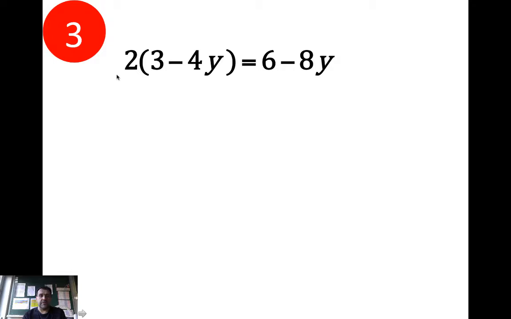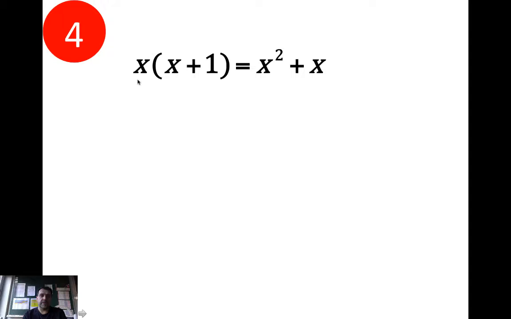Here's the third one, 2 times 3 minus 4y. So it's 2 times everything in the bracket. 2 times 3 gives you 6, and 2 times minus 4y gives you minus 8y. So the answer is 6 minus 8y.